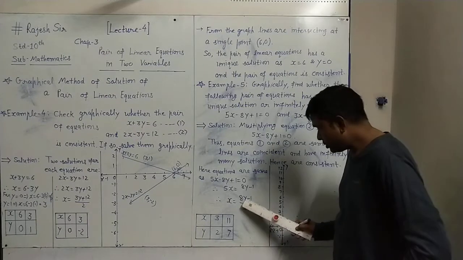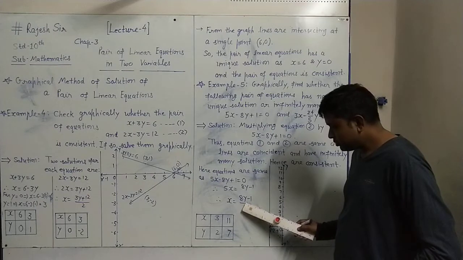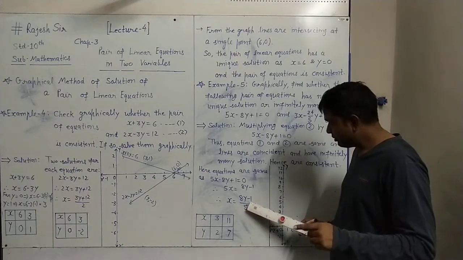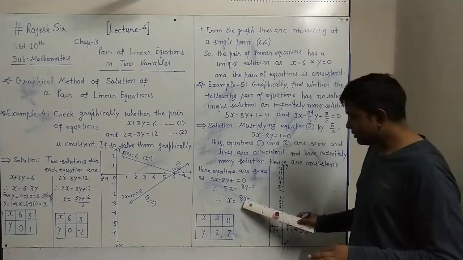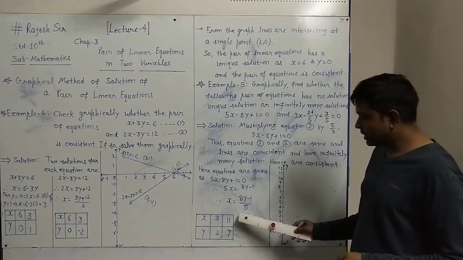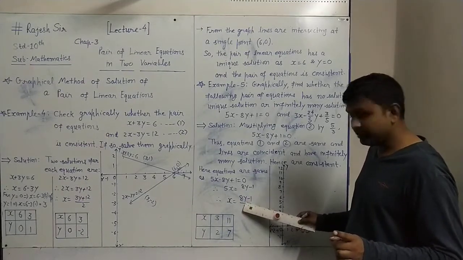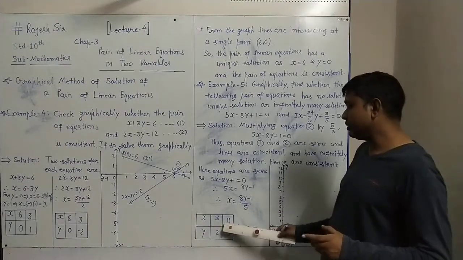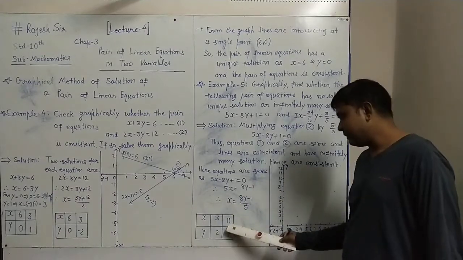If in place of y you put 2, the first value, 8 twos are 16, 16 minus 1 is 15, 15 by 5 is 3. So if y equals 2, you will get x equals 3. Similarly, if you put y equal to 7, 8 sevens are 56, minus 1 is 55, upon 5 will be 11. So x equals 11. This way we get two solutions of this equation: (3, 2) and (11, 7).